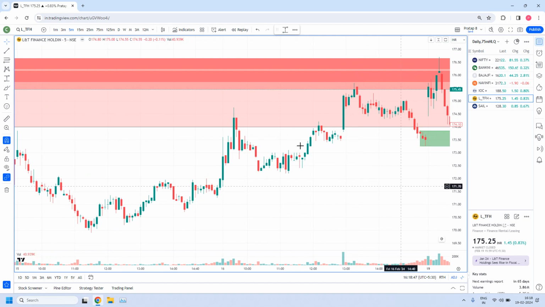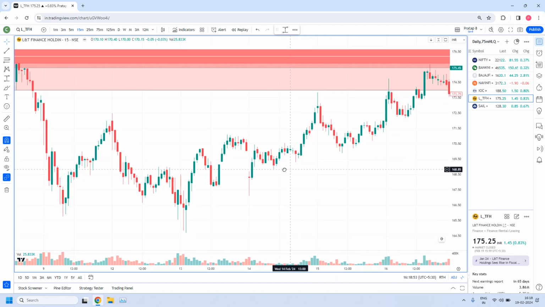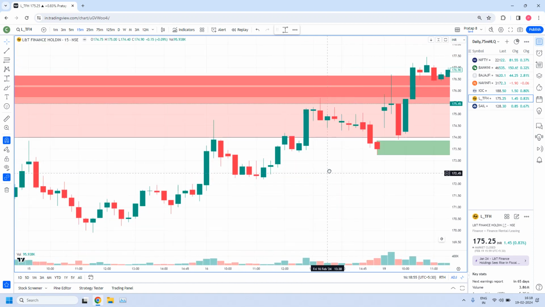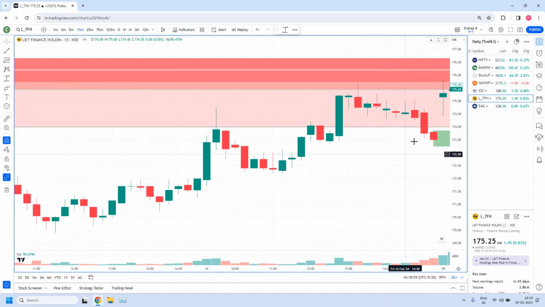Okay, fine. Then what is our target? Target should be in the 15 minutes demand zone. See here what happened today. It created a drop, base, a rally candle, but it tested the zone. So that is our entry. That means we already have a drop base rally there. This is going to be the target.